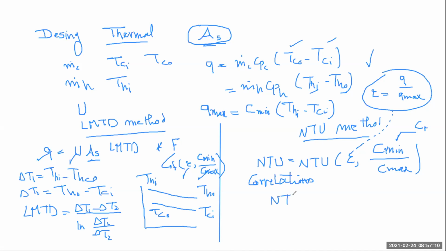Once I know the number of transfer units, I'm going to write its definition: overall heat transfer coefficient, surface area over C minimum. I know the C minimum, I know the overall heat transfer coefficient, so I calculate the surface area. So either one of these two methods, they are not actually two methods, it's one method, and this is some sort of a branch out of that method. Anyway, you can use either one of them for a design of a heat exchanger.